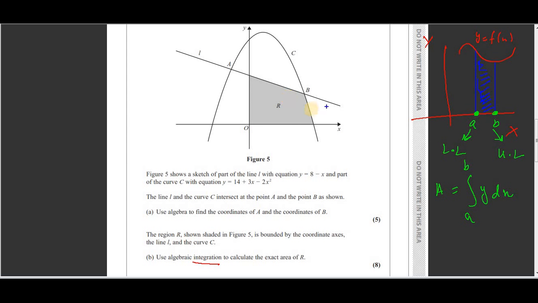And for this, the easiest way is from B I will draw a perpendicular line like this. So now you can see that, and I'm calling this point, let's call it maybe P. So OABP, this is a trapezium, and you can use the trapezium formula to figure out the area of this region.